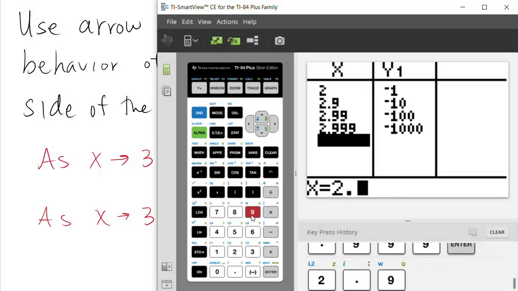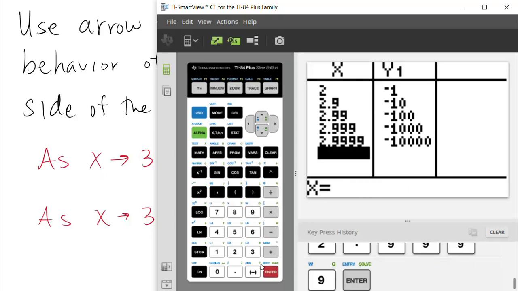I think you're probably convinced. I'll keep doing it. But you can see that the outputs are getting smaller and smaller and smaller without bound. As we get closer and closer to 3, the outputs get progressively smaller. 10 times smaller for each 9 that I've added with these examples. And so you get the feel that this function really is tending towards negative infinity.